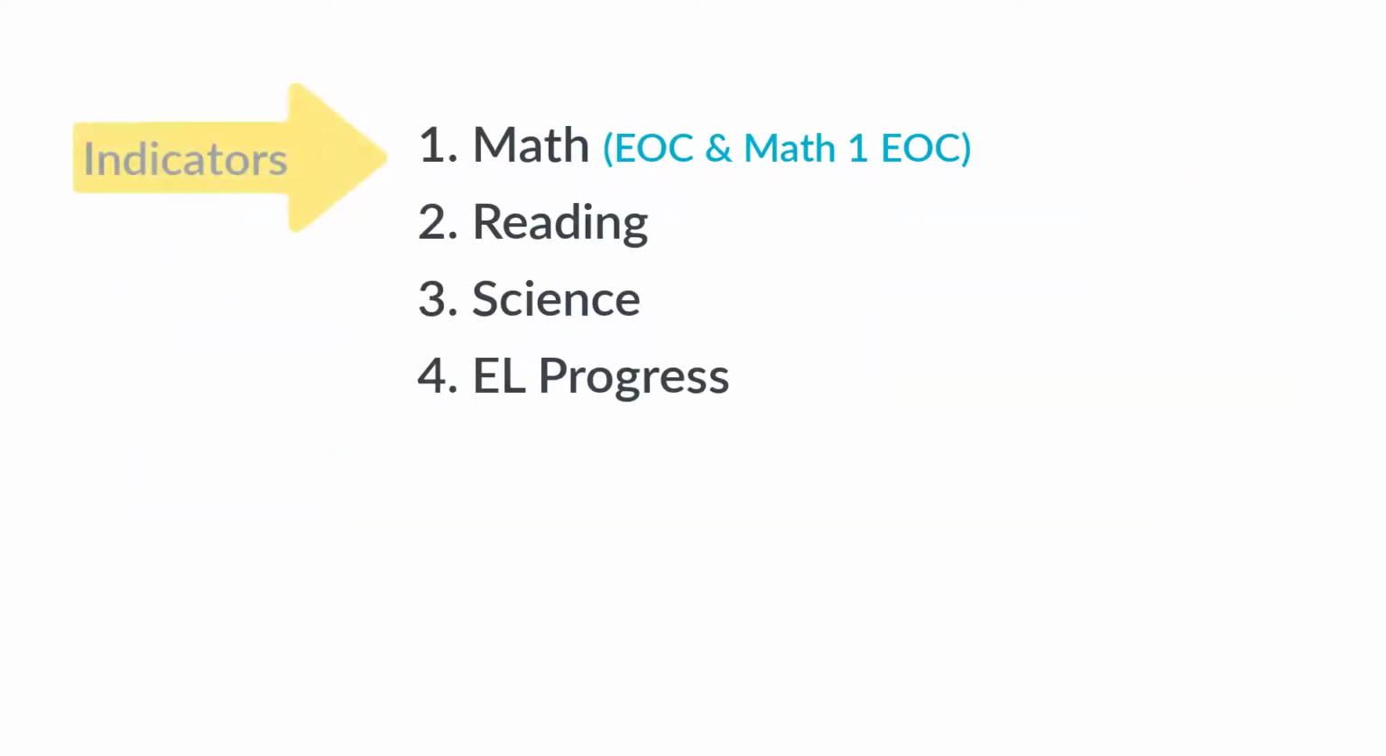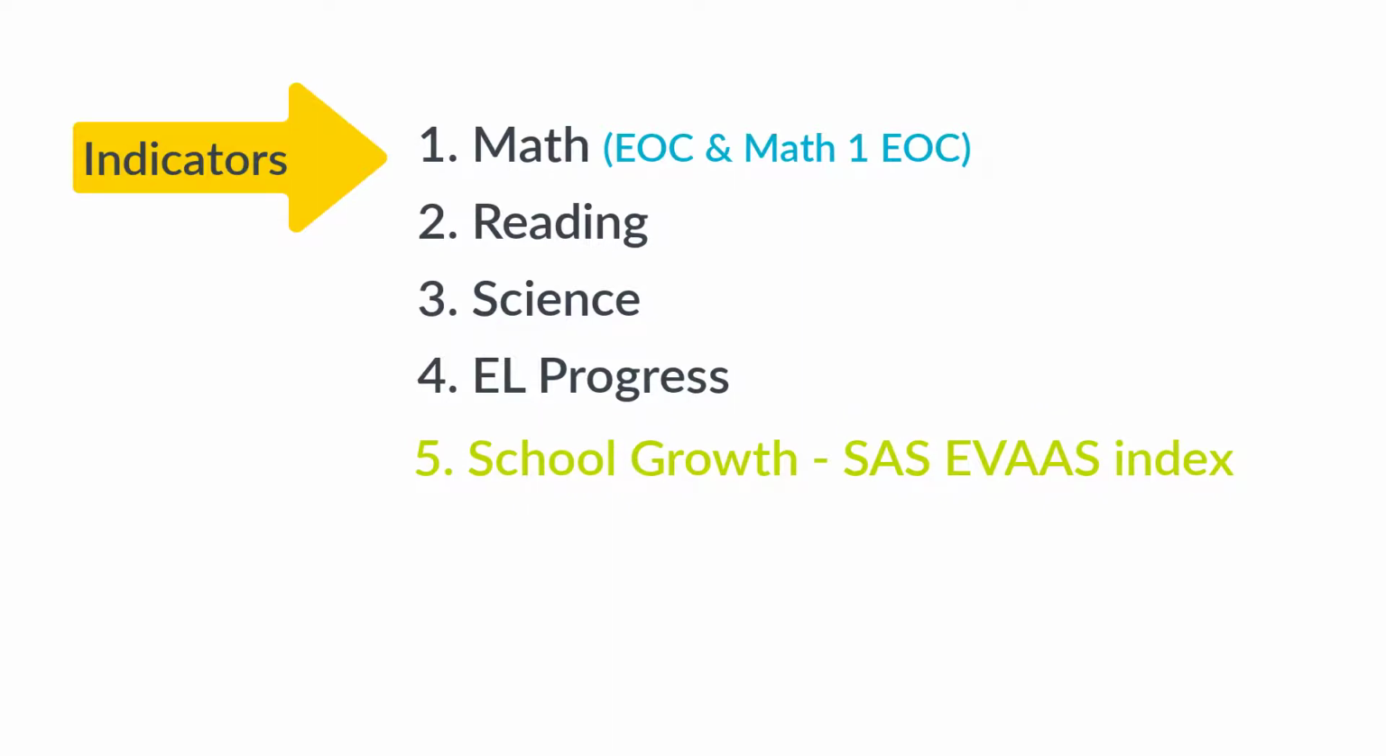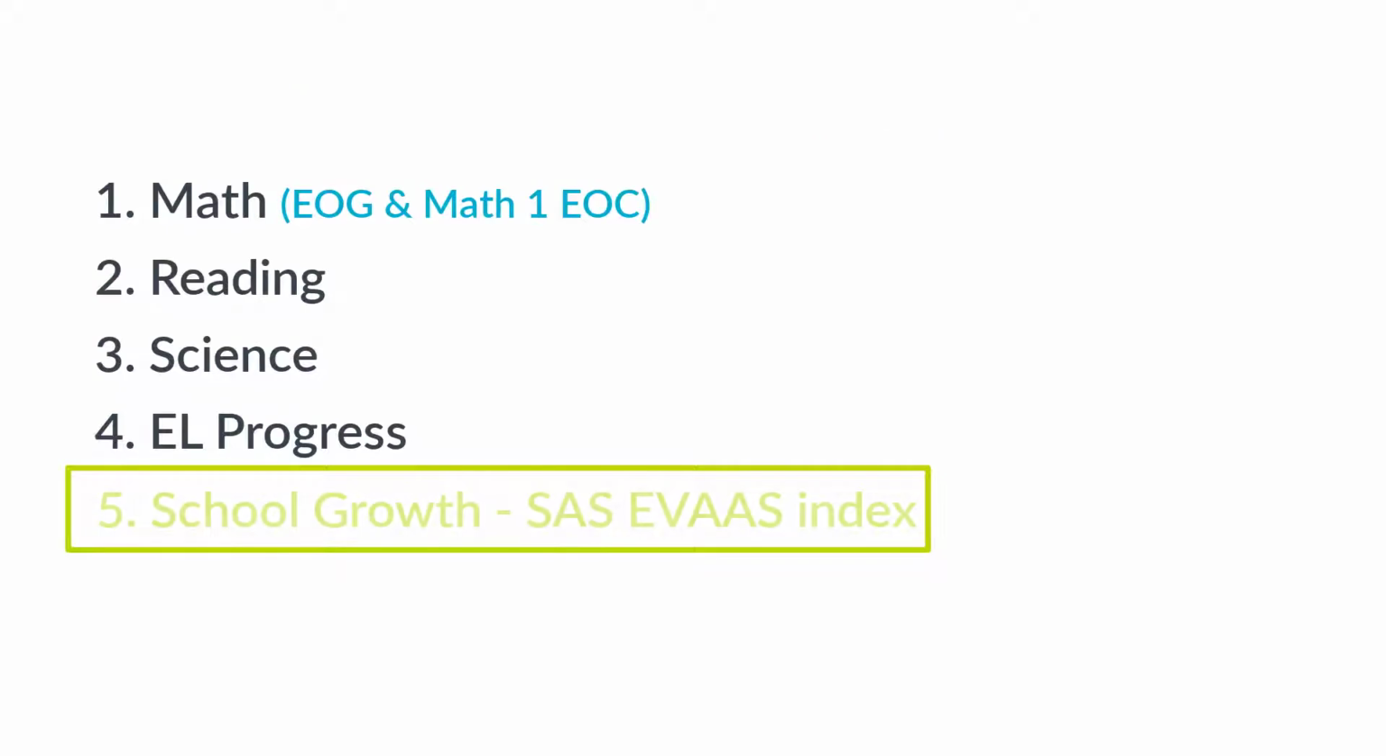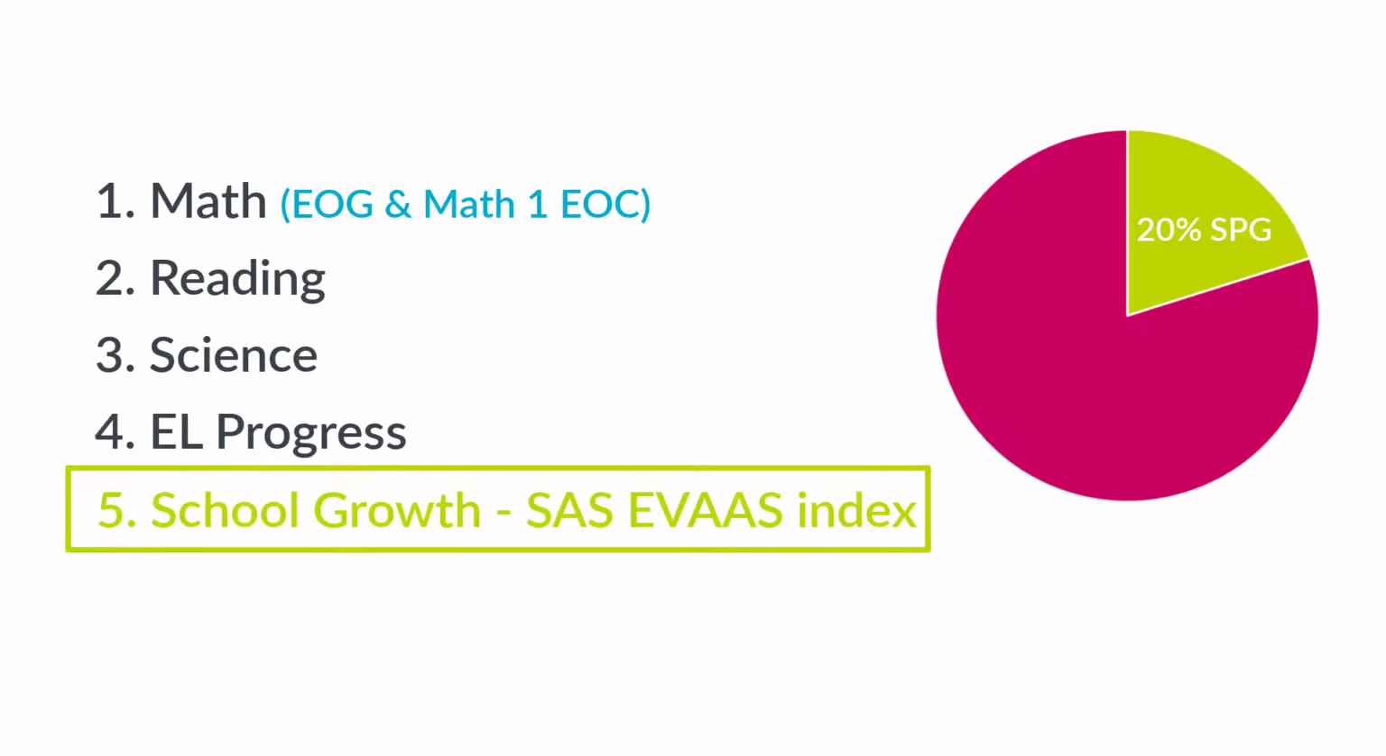There's one final indicator we haven't talked about yet. That is the growth indicator. This value is derived from the SAS-EVAS Growth Index. These index values range from -10 to +10. However, before it's factored into the SPG calculation, it is mapped to a 100-point scale. This indicator counts as the other 20% of the final school performance grade.